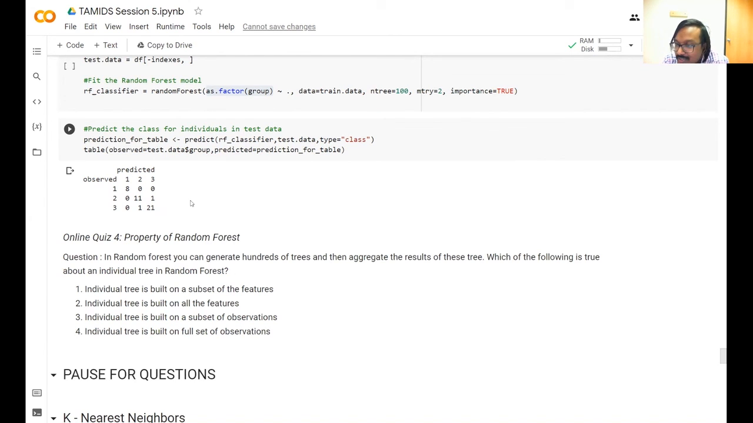Yeah, as you might have noticed, there are possibly 2 options.